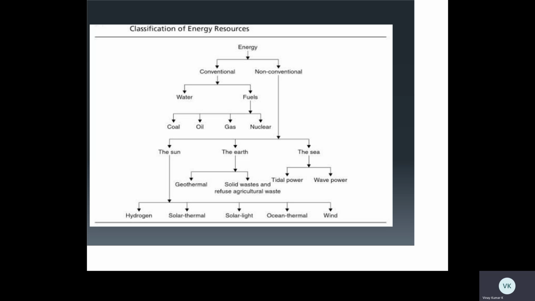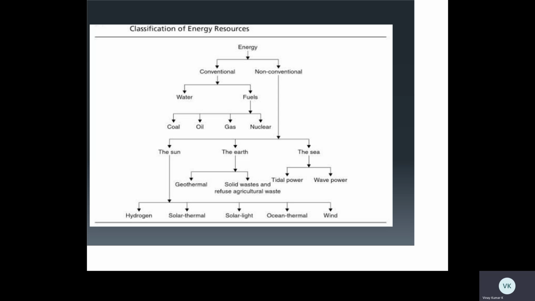It's in a continuous flow chart. So first thing is energy. Energy is divided into conventional and non-conventional. This conventional is again divided into waters and fuels. Fuels are normally coal, oil, gas, and nuclear. And the non-conventional is again classified based on the availability of sources, where it is exactly available: directly from the sun, directly from the earth, or directly from the sea.